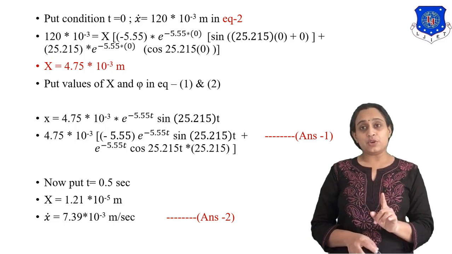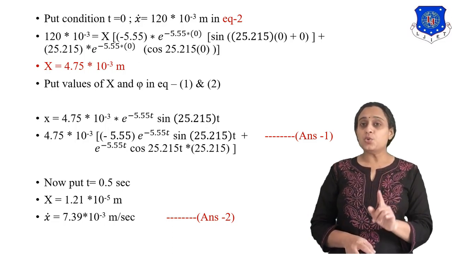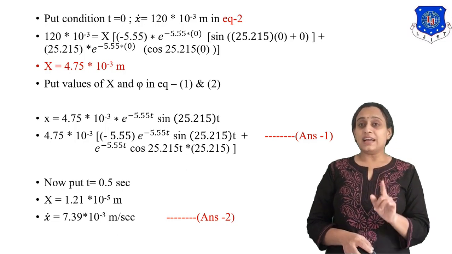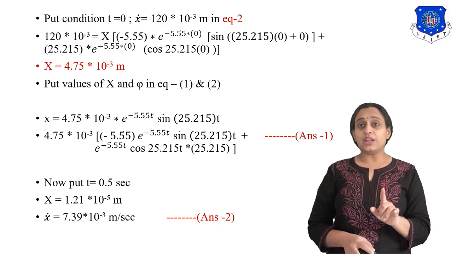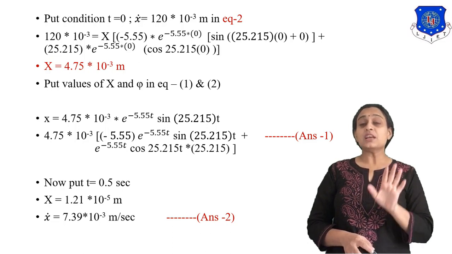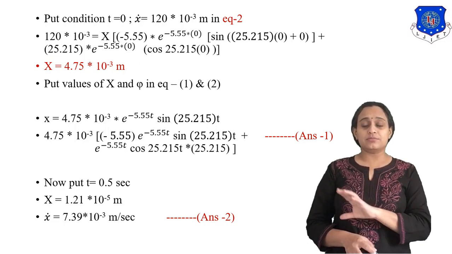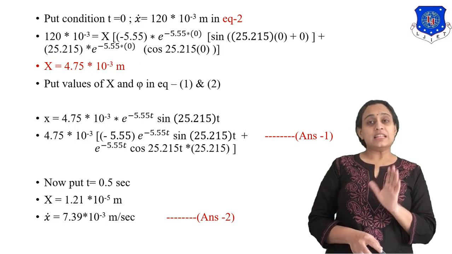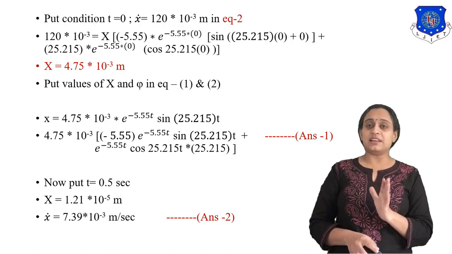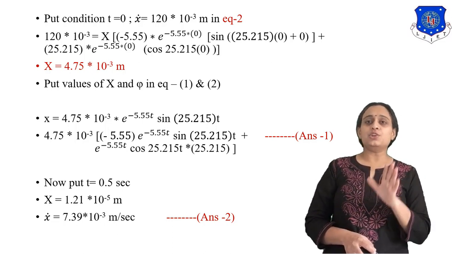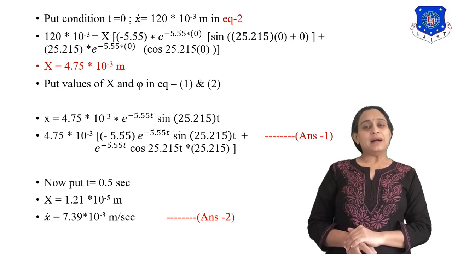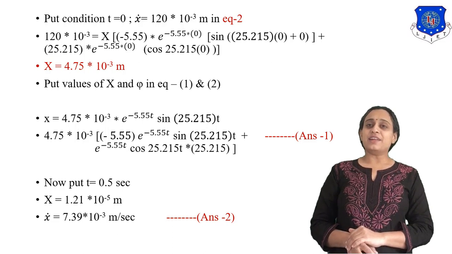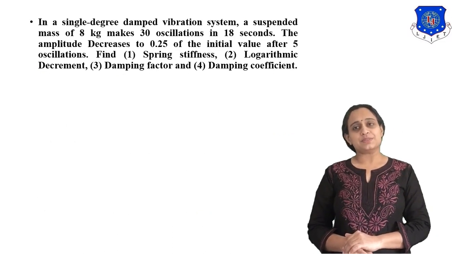For solving this equation, as I told you, you have to solve sine and cos values in radians only, not in degrees. It means you have to change your calculator setting. Instead of degree, you have to change the setting to radian. Then you will get this answer. So this is our first numerical. By this numerical, we will get the value of x as well as x dot.